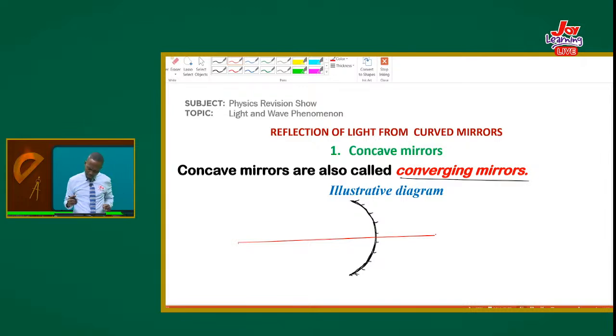Now, what happens is that when you have rays of light that are parallel to the principal axis, so I have rays of light that are parallel to the principal axis. I pick one, and usually two, they should be close. So this is incident on the mirror. The mirror reflects it to this point here.